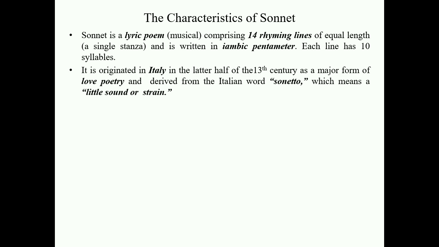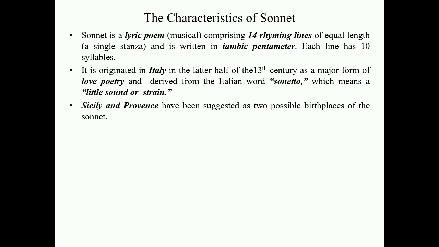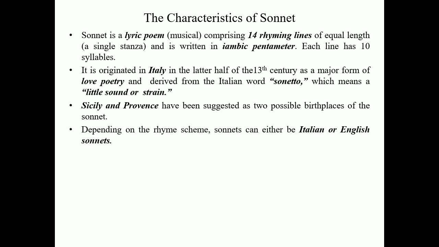The sonnet originated in Italy in the later half of the 13th century as a major form of love poetry. Yes, it is a love poem, and the word is derived from the Italian word sonetto, which means a little sound or strain. Sicily and Provence have been suggested as two possible birthplaces of the sonnet. Depending on the rhyme scheme, sonnets can either be Italian or English sonnets.